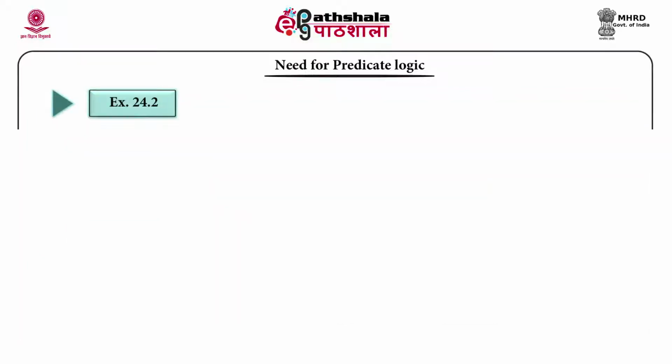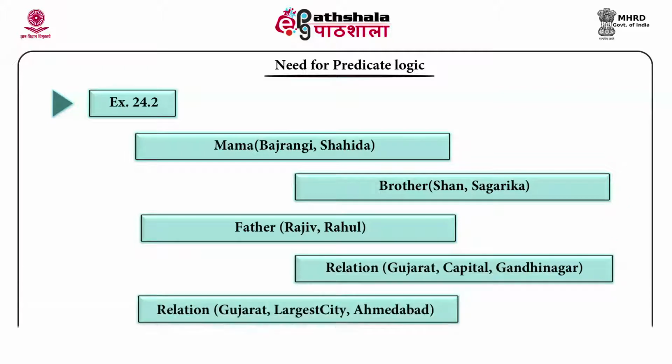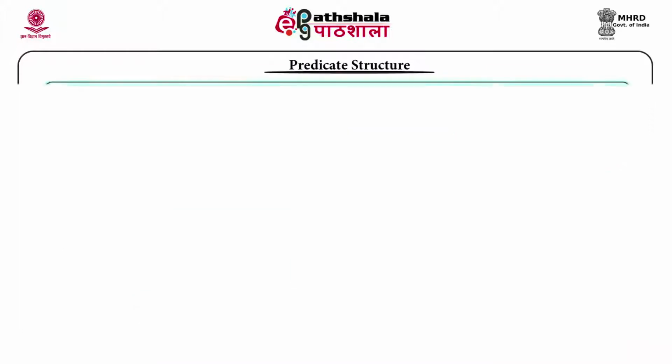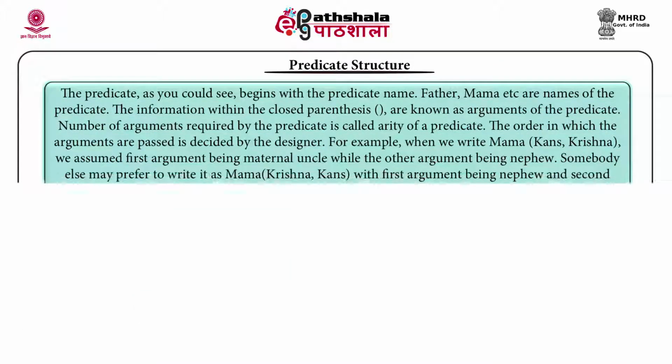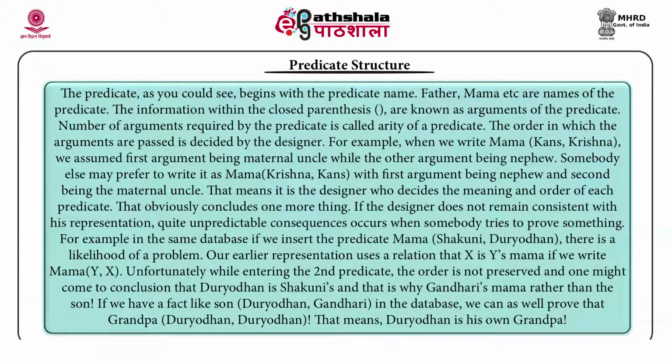Another example that comes next is there on the screen. Mama Bajrangi Shahida, brother Shan Sagarika, father Rajiv Rahul, and relation Gujarat capital Gandhinagar, Gujarat large city Ahmedabad. These are examples of predicates. A predicate begins with a name, that is, mama, brother, father, relation are names of predicates, and the information enclosed are the arguments. Like Bajrangi, Shahida, Shan, Sagarika, they are called arguments. For example, for father, there are 2 arguments, Rajiv and Rahul. For relation, there are 3 arguments.